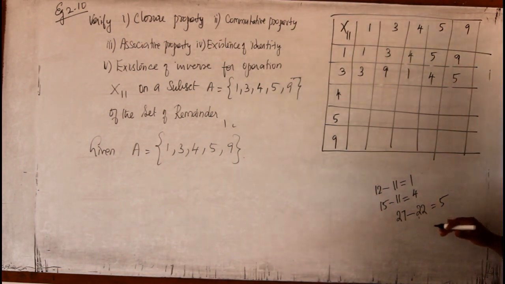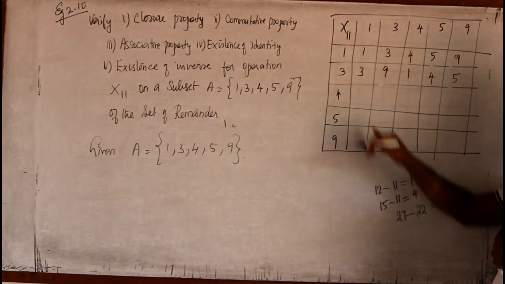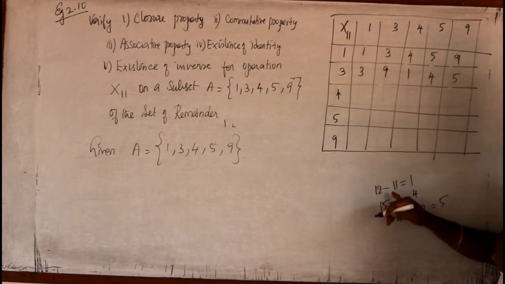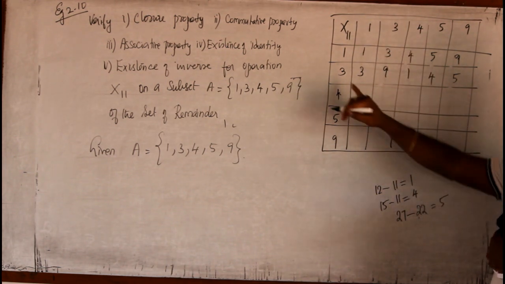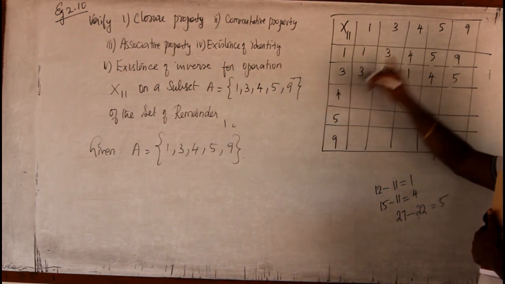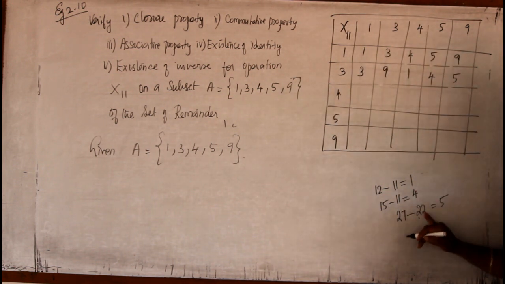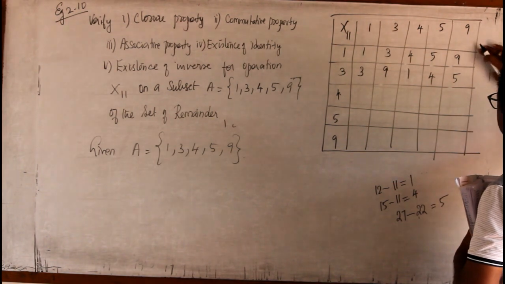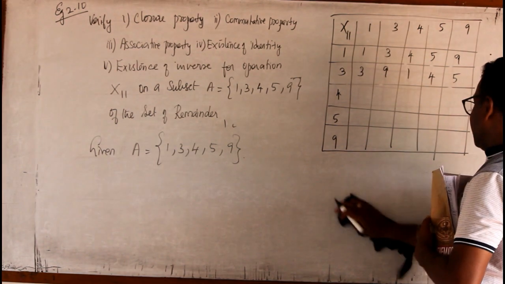I hope you can understand well. When 3 into 4, 12, remove 11, you will get 1. 3 into 5, 15, remove 11, you get 4. 3 into 9, 27, I can have 2 11s in this, that is 22. So remove 22, the remainder will be 5. Similarly, now I hope you will be understanding very well.